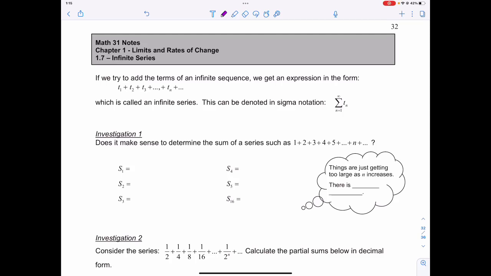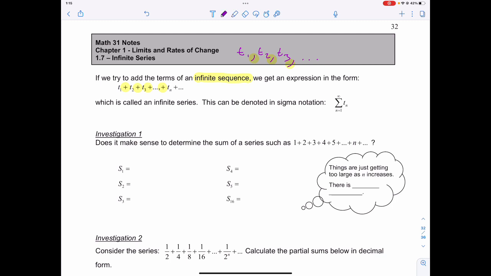All right, in lesson 1.6, we looked at how the limits relate to infinite sequences. Now we're going to tie that into series. Remember, the difference between a sequence and a series is a sequence lists out the term values, T1, T2, T3, so on and so forth. A series takes the sum of all of those. So we replace the commas with a plus or minus.